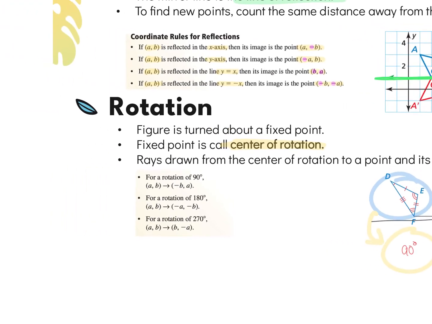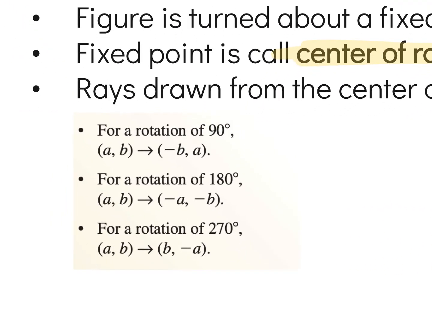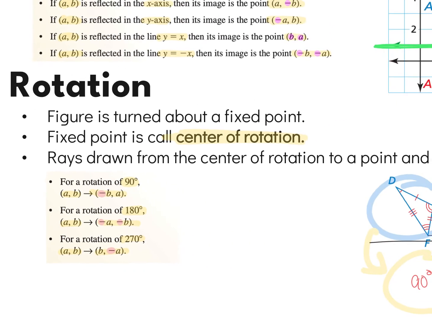So rules for this. These ones are pretty easy as well. If it's rotating at 90 degrees, you're switching the order and you're changing the sign of your B. If it's rotating at 180 degrees, you're just changing all the signs. And then if it's rotating at 270, again, you're changing the order and changing the sign of your A, which is considered your X value. Okay, so this is a lot of rules to remember, but with practice, it'll be really, really easy.